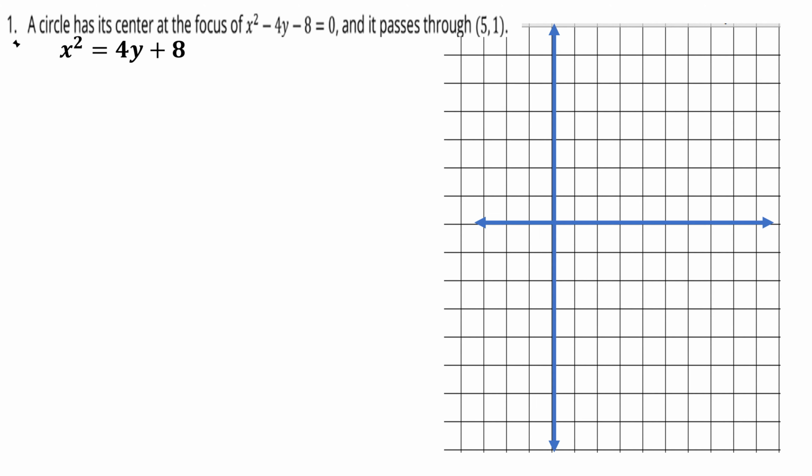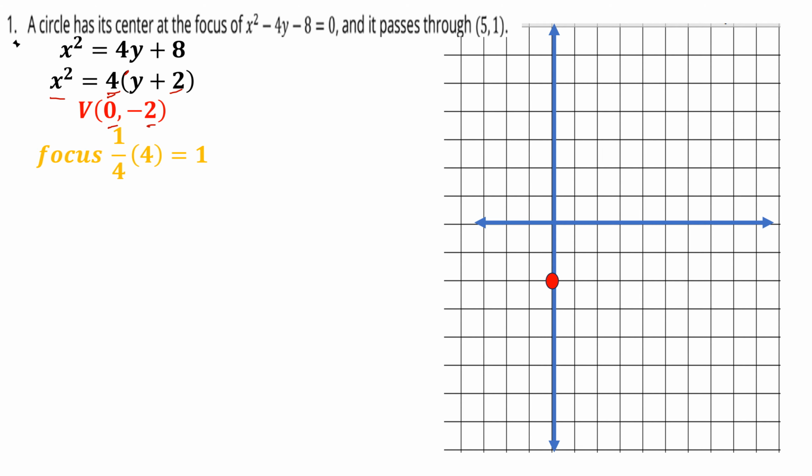Okay, so we have the parabola, which is x squared is equal to 4y plus 8, because we transposed the negative 4y and the negative 8 to the right. Next, we are going to find the number of units from the vertex going to the focus. For that, our vertex is (0, -2). The focus is 1/4 of 4, so 1/4 of 4 is equal to 1.